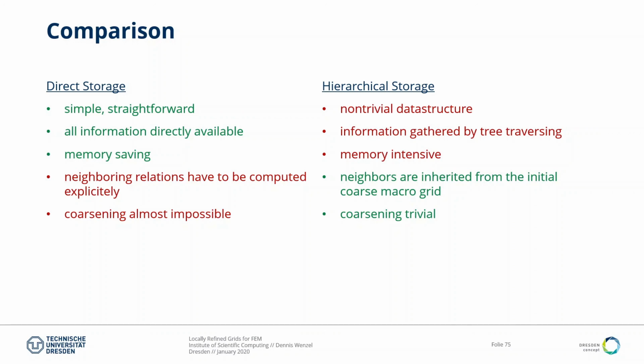But if you have a method that needs neighboring relations, you are in a problem with the direct storage because you explicitly have to compute them, while in the hierarchical way, they are inherited from the initial coarse macro grid. And coarsening is almost impossible when you are in direct storage systems, while in hierarchical ones, it's a very trivial task. You can just delete leaves and then you are back to the grid that you had before.